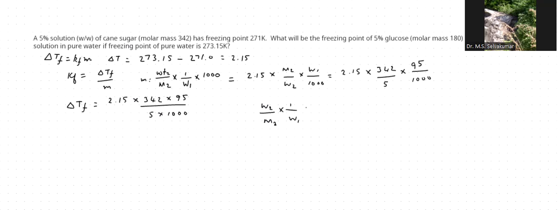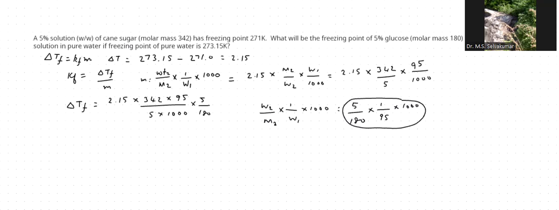So for the glucose, the weight is again 5 gram. Molecular weight is 180. So if 5 gram is from a 5% solution, 95 is the weight of the solvent into 1000. So this entire value will take the place of the molality here. So into 5 divided by 180 into 1 divided by 95 into 1000. So I have done it like this to simplify. So this 1000 and this 1000 will go off.